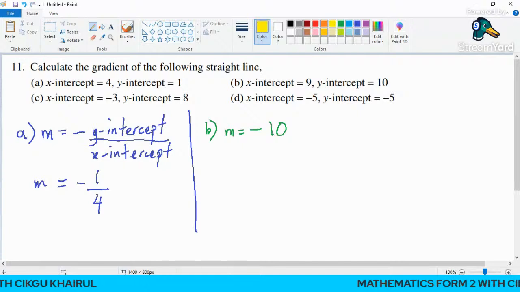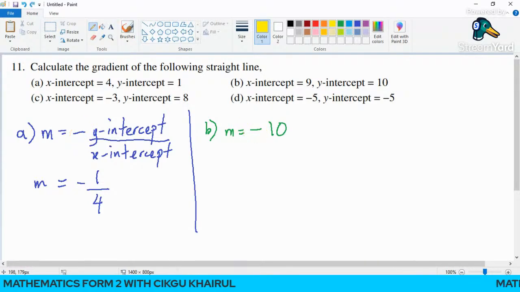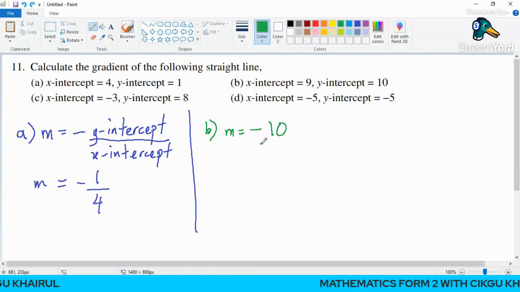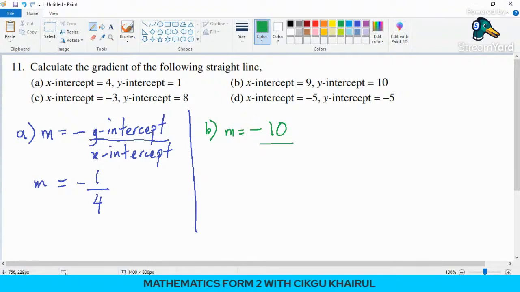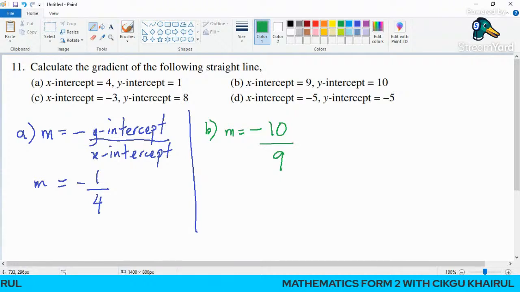This negative comes from the formula. The formula comes with a negative, so we always have a negative when we use this formula. Don't forget the negative. Divide with x-intercept. Y-intercept is 10, divide by x-intercept. X-intercept is 9, so 9. So this is the answer for question B. Very easy. That's all.